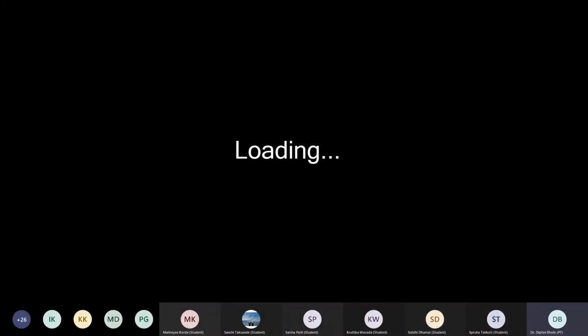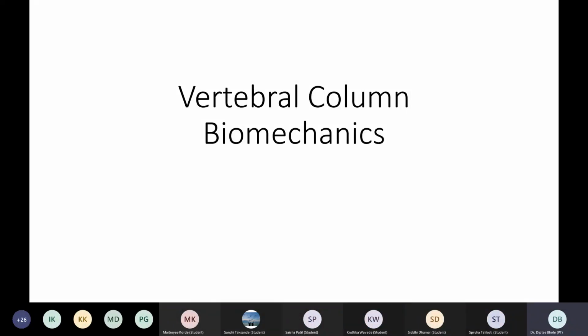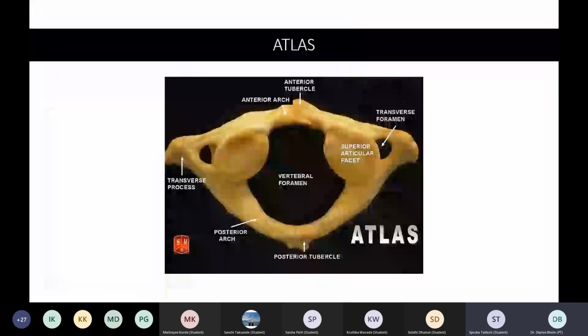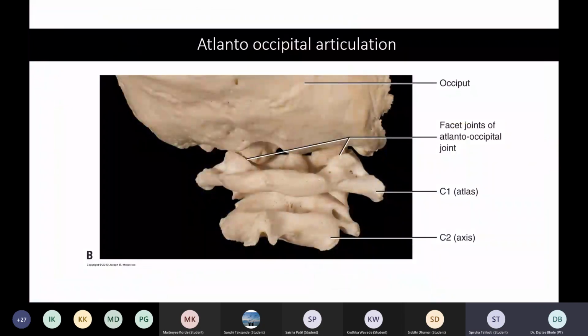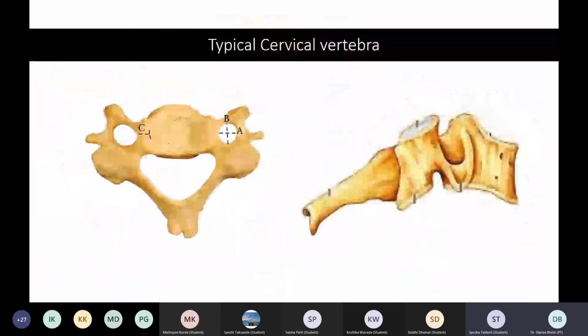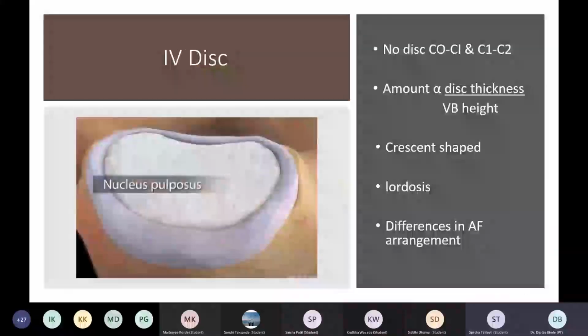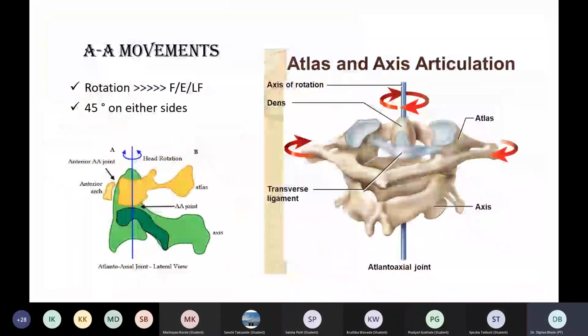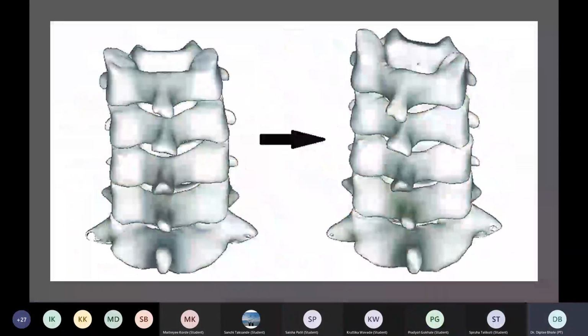What are the functions of the lumbar spine? Mobility, the transmission of the weight. Okay, yes. You are right. Then what else?